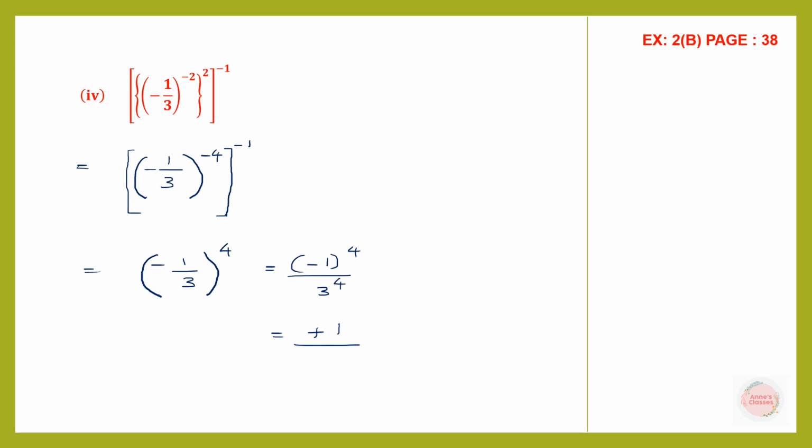Now in the denominator, we have 3 raised to the power of 4. That means you multiply 3 four times. So here we are multiplying: 3 3s are 9, 9 3s are 27, 27 into 3 is 81. So this is plus 1 by 81. So your final answer will be 1 by 81. This is your answer.